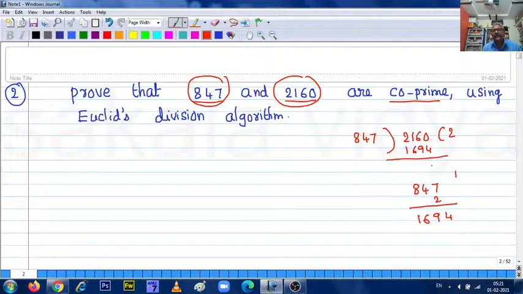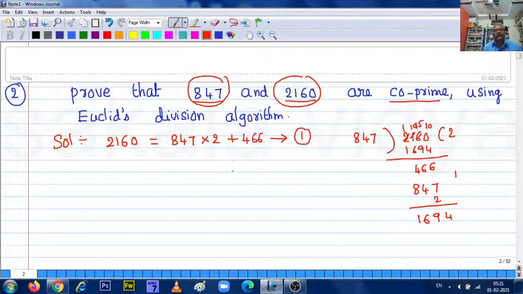Subtract, you will be getting 466. So that means here the solution you can write like this. Now 2160 can be written as 847 multiplied with 2 plus 466. Say equation 1.